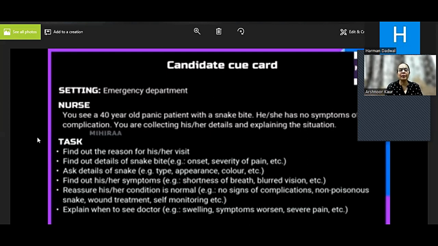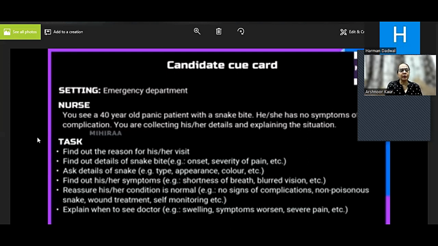Before this, you may say to the patient, let me check your vitals first. And this is also an examination part. Then you may say that as your vitals are normal, this indicates that the snake was non-poisonous. So be relaxed. Don't panic now. You are safe. It seems that there is no complication and you will not be harmed by this.